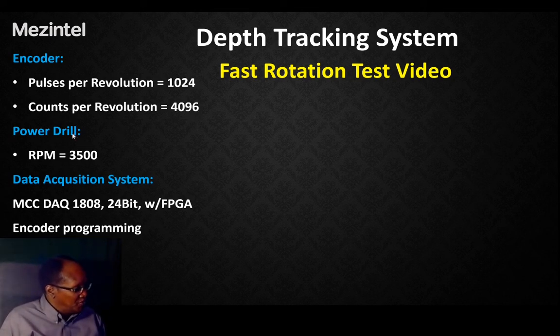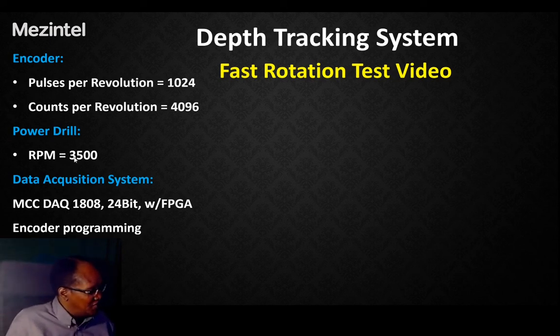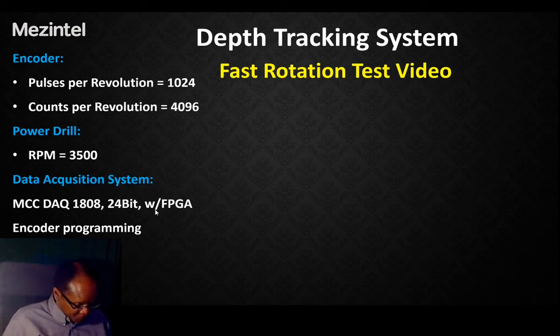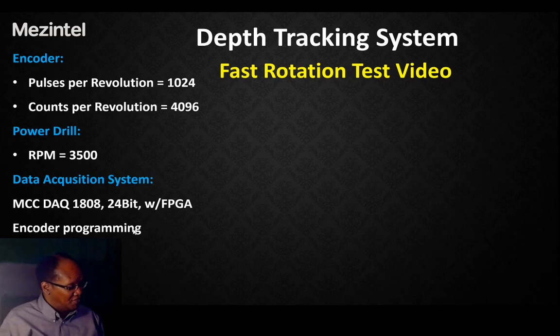The power drill used to do the fast rotation test has an RPM capacity of 3,500. The data acquisition system, which is standard in all the Mezintel depth tracking systems shipping now, is the MCC DAC 1808 24-bit resolution with a specific FPGA encoder programming for acquiring the counts. So there's a fast real-time clock that does that with the FPGA programming.